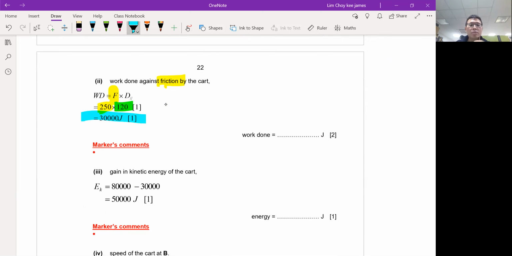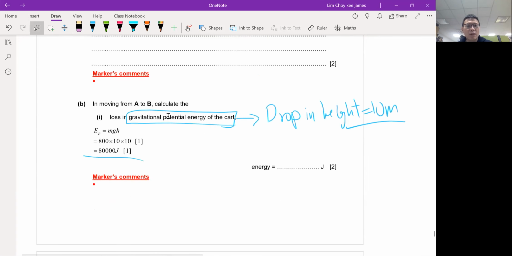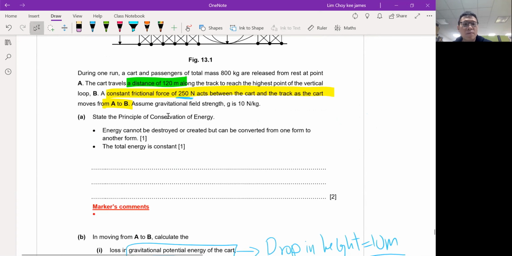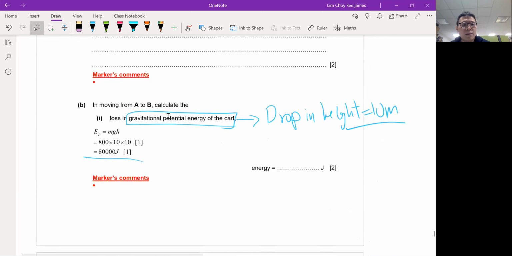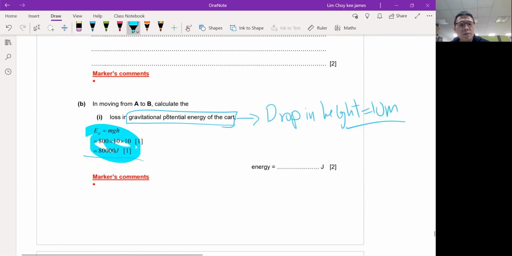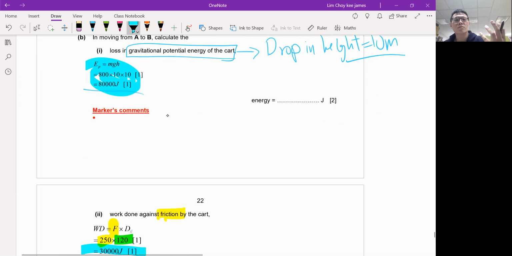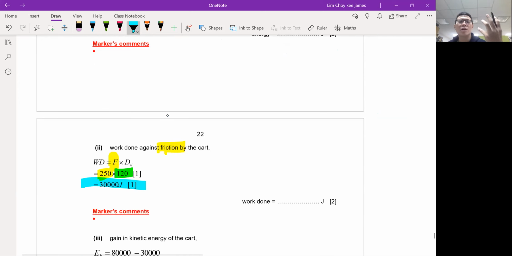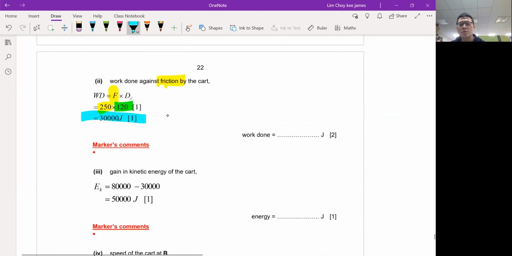Okay, gain in kinetic energy. The total energy you have is the total loss in potential energy, this energy here. After you convert from point A to point B, you lose this energy due to your 10 meter loss in height. You lost your potential energy. Where is this potential energy converted to? It's converted to kinetic energy plus heat loss.